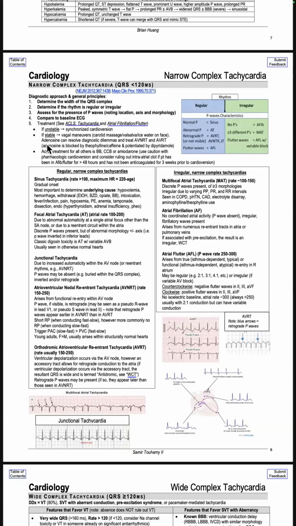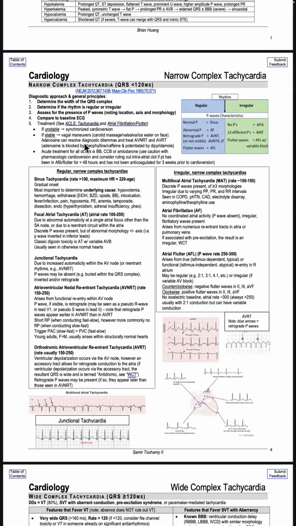Adenosine, 6 milligrams, rapid IV push, followed by normal saline push plus an arm raise. If they're still in tachycardia, then you can try again with 12 milligrams. Or if you're delivering via central line, use half the dose that I've stated. Another thing to remember is that in patients status post heart transplant, adenosine is actually contraindicated.